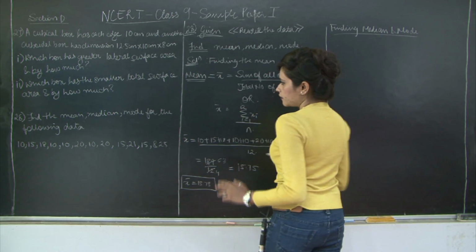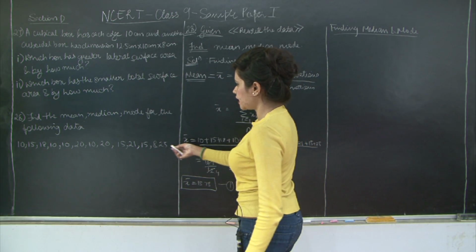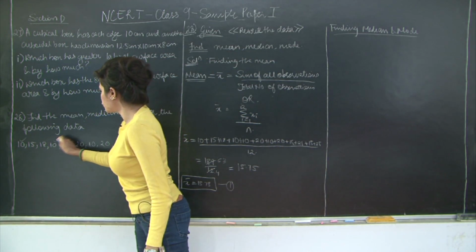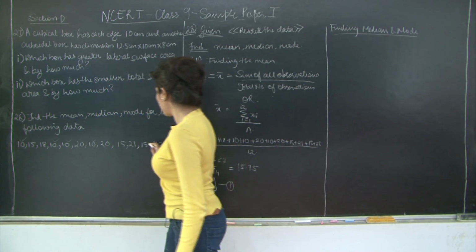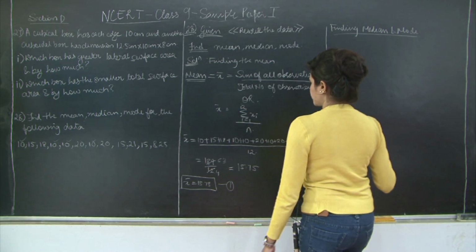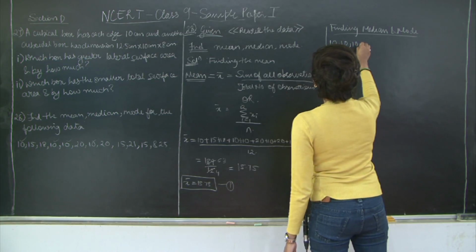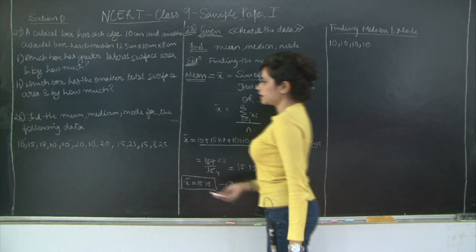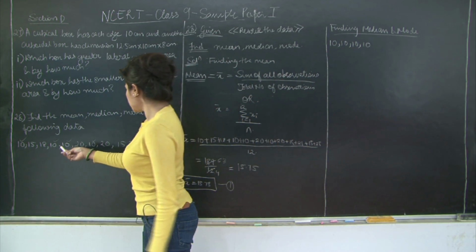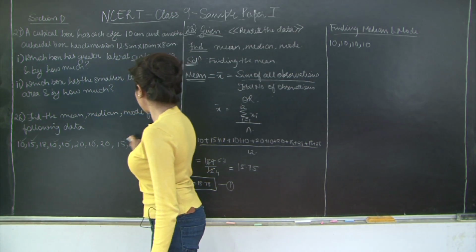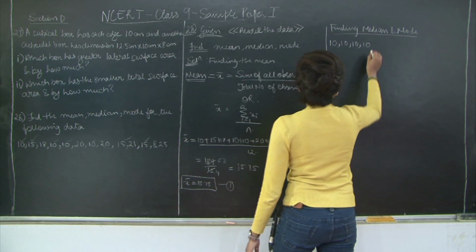So let's write down the smallest observation that we have. The smallest observation that we have, 10. So 10 is occurring 1, 2, 3, 4 times. Then what do we have? The next observation, the higher number is 15, 15 and 15. So 15 is occurring 3 times.